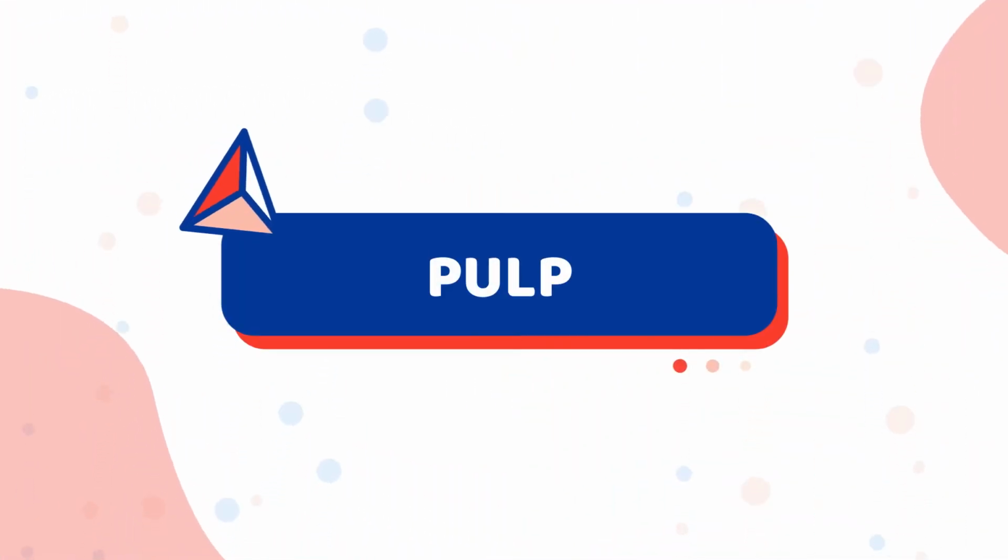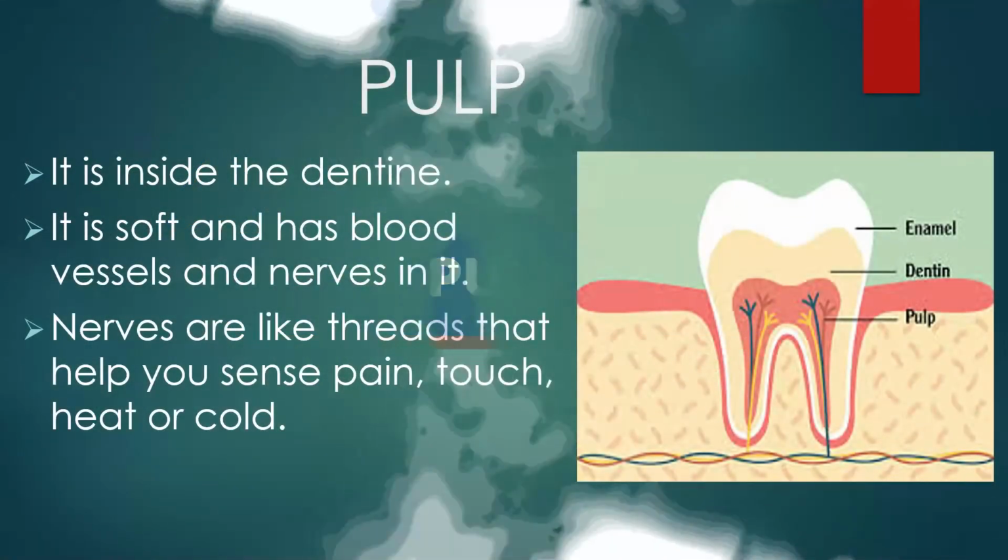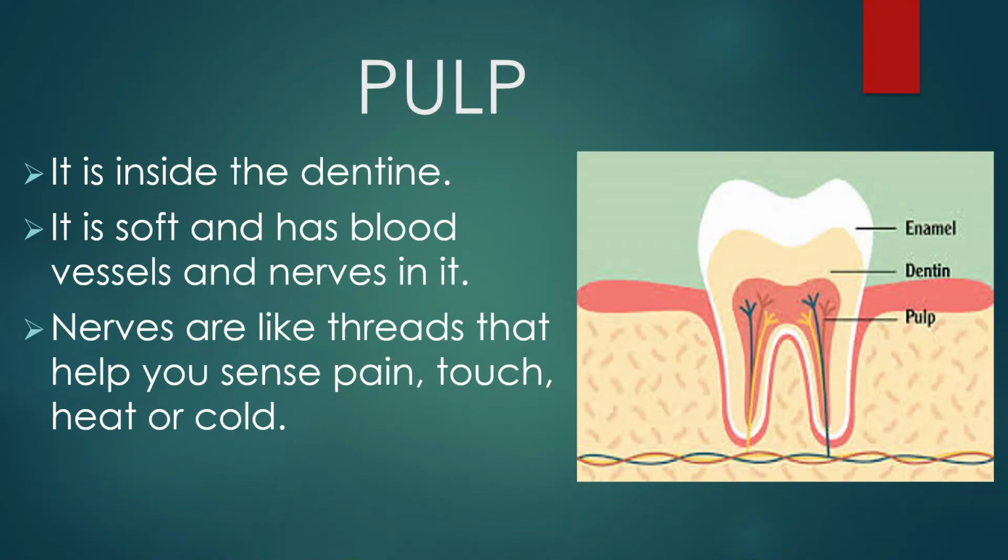And the next part is pulp. Pulp is inside the dentine and it is present in the center of the tooth. It is soft and has blood vessels, connective tissue and nerves in it. Nerves which are present in the pulp are like threads and help you sense pain, touch, heat or cold.